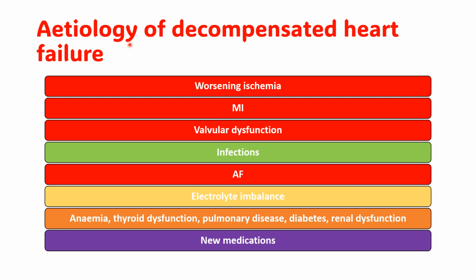Someone can have chronic heart failure, but then certain factors can lead to them having decompensated heart failure, where that ejection fraction suddenly reduces. Some of these factors, for your own reference, are worsening ischemia, an MI, valvular dysfunction, infections, AF, electrolyte imbalance, and other conditions such as anemia, thyroid dysfunction, diabetes, etc.